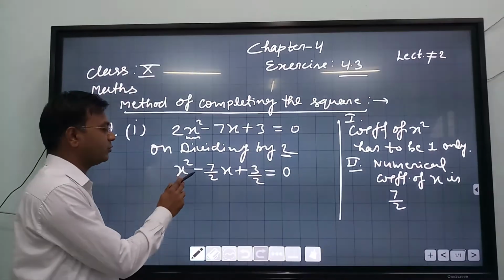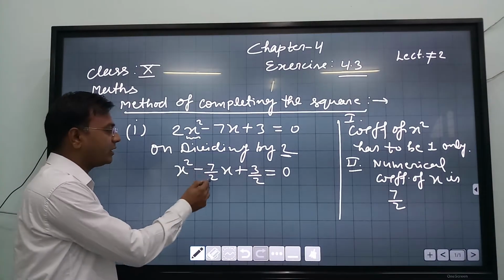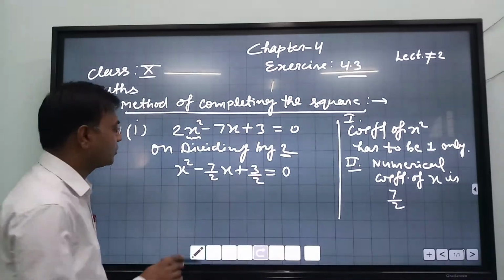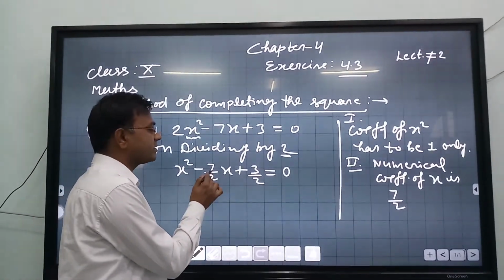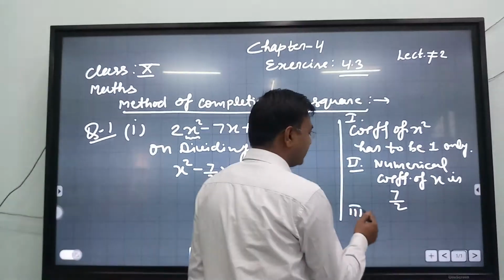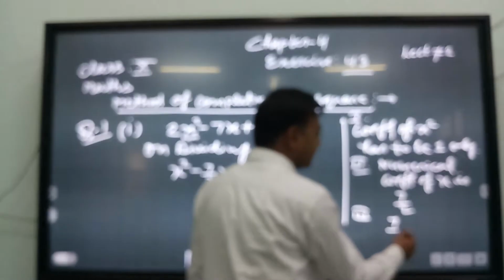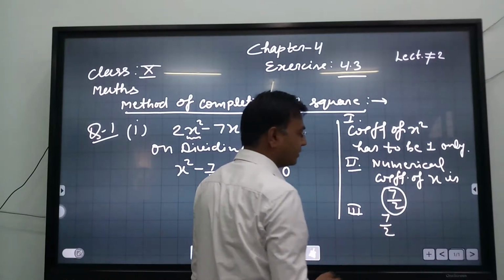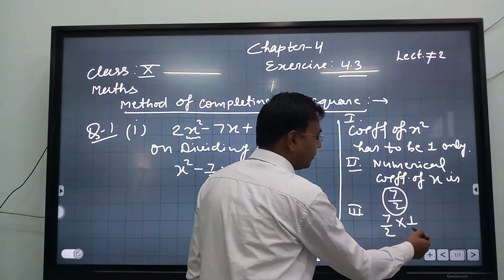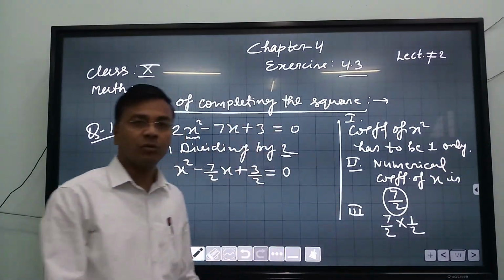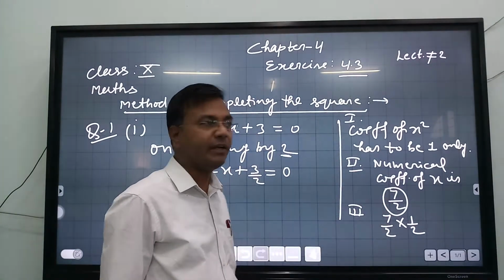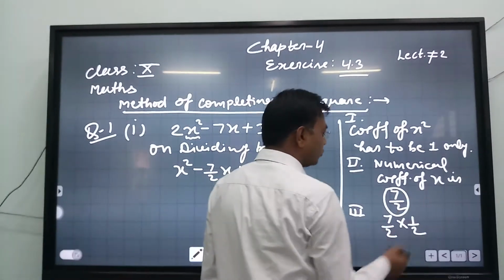We are not supposed to consider the sign here. Only the number or the constant has to be considered under this method. So the coefficient of x is 7 by 2. Now in step three, we have to multiply this number, 7 by 2, by 1 by 2, or we can say we have to take half of this number.